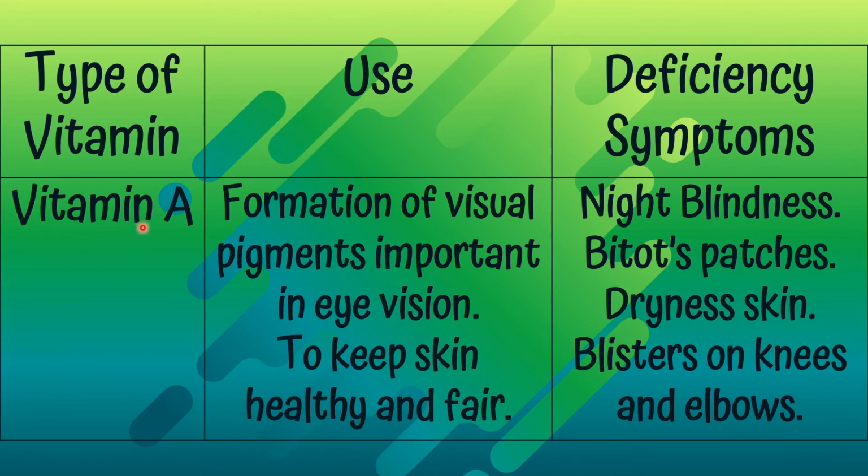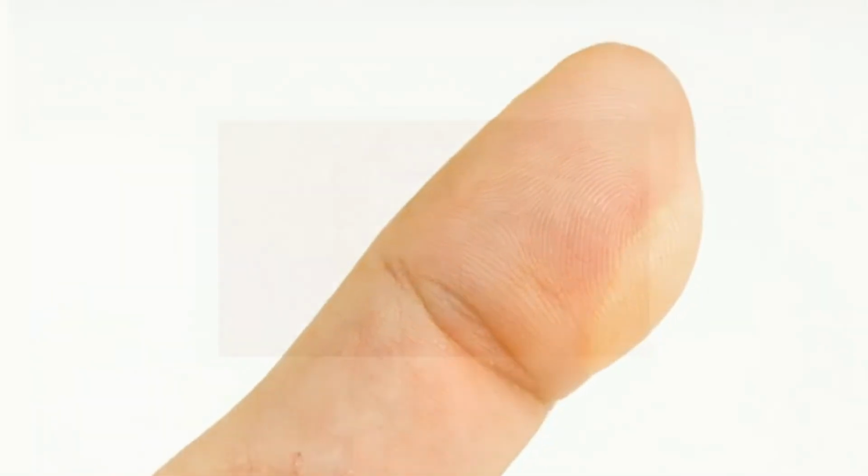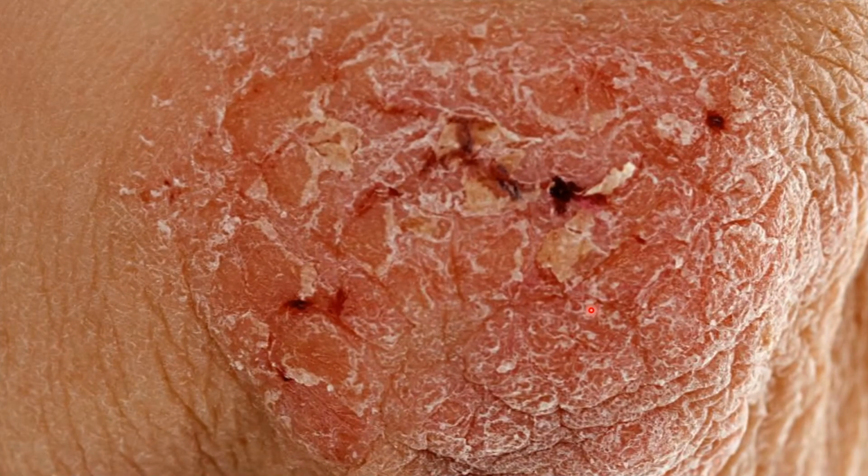And vitamin B. That is a mistake, this is vitamin B. Use: formation of visual pigments important to eye vision, to keep skin healthy and fair. And deficiency symptoms are night blindness, white patches, dryness of skin, blisters on knees and elbows. Blisters on knees.